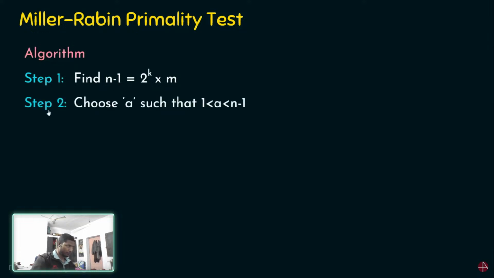After performing this, let's move to step number 2 where we are going to choose a number a. This number a is greater than 1 and less than n minus 1. Say if we are taking the number 11, then the value of a should be greater than 1 and less than 11. It means from 1 to 10 we can take any number.